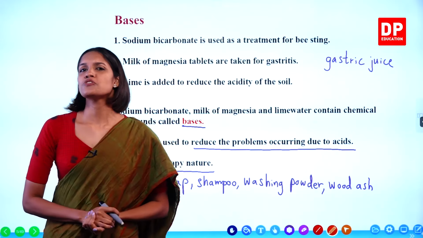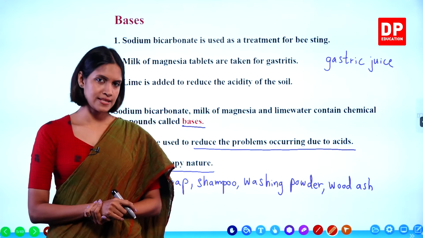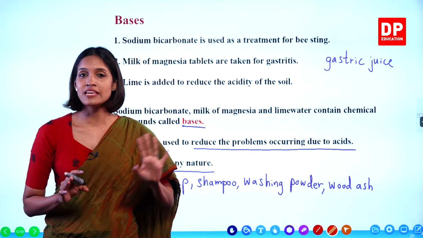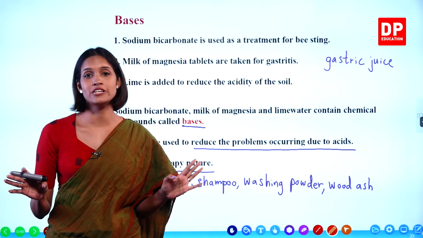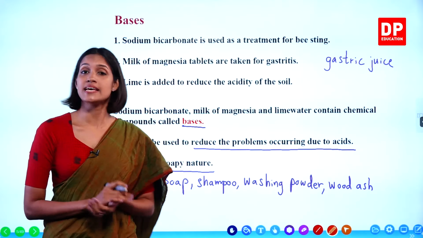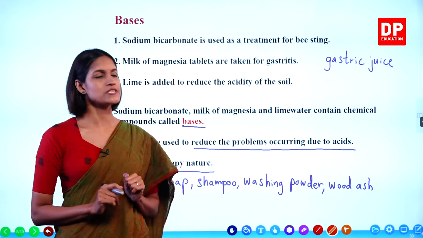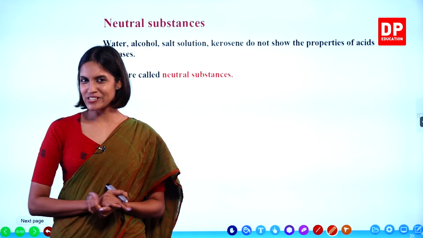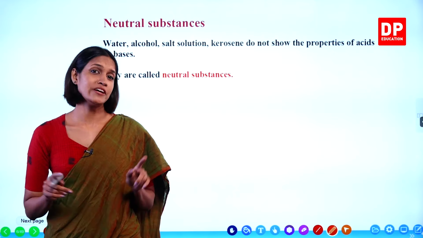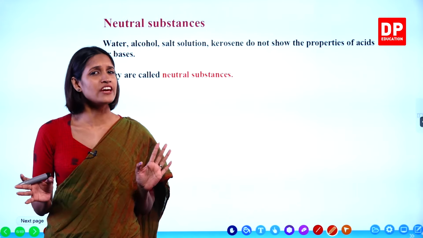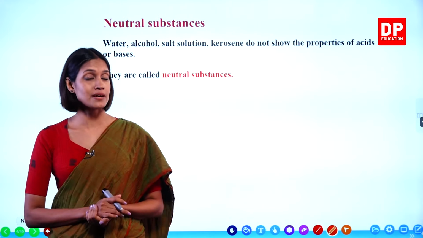Right. So we learned 2 types of chemical substances, acids and bases. And now you all know that they have totally different properties from each other. Are there any other substances apart from these acids and bases? We will go see. Okay. Neutral substances. What are these neutral substances, children? Now I ask you all a question. Apart from these acids and bases, whether we have another type of chemical substances?